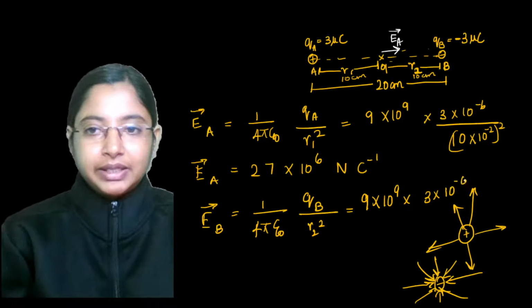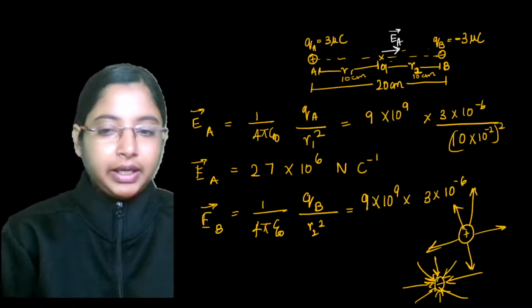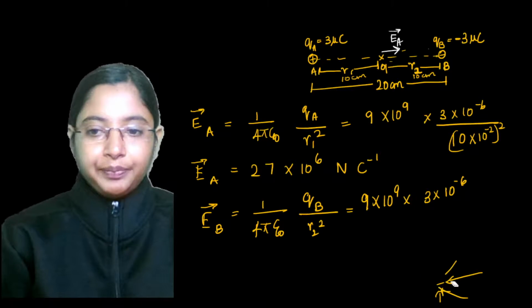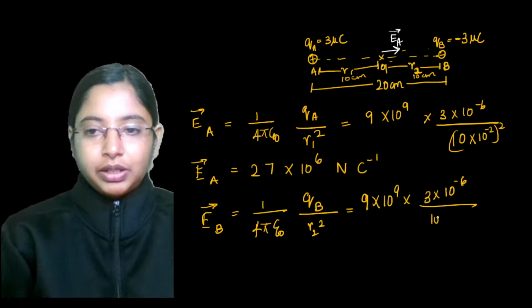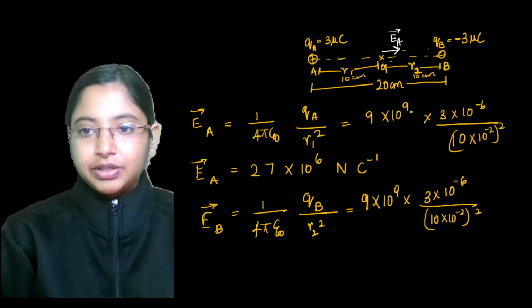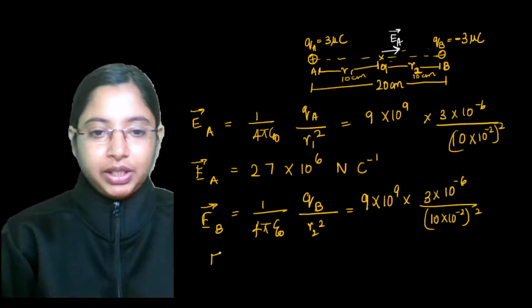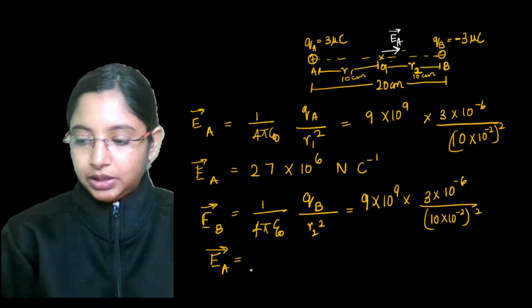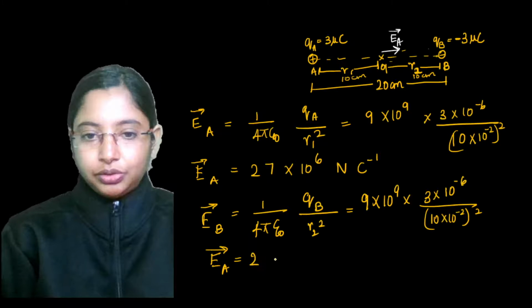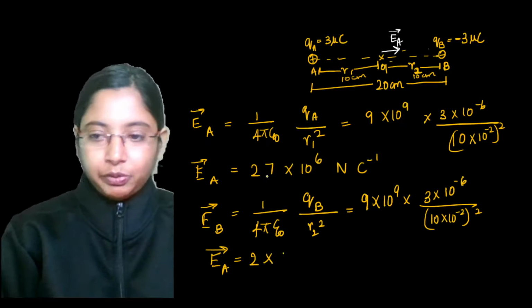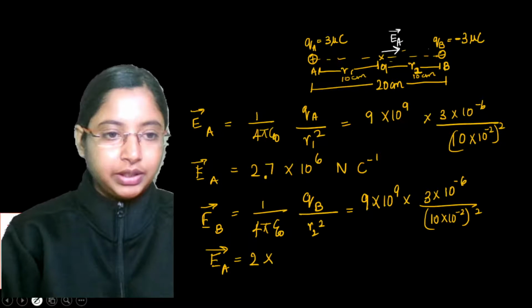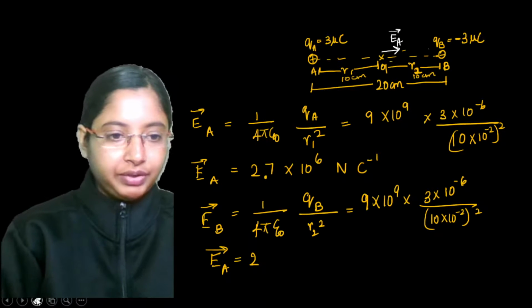10 to the power of minus 6, similar to the earlier case. And the whole of this is divided by r square. The whole of this divided by r square is 10 into 10 to the power of minus 2, the whole square, because this distance is 10 centimeters. From here, we can see what the electric field is in this space. This will not be 2, this will actually be 2.7.